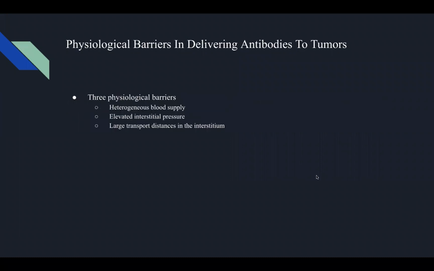Now, there are three main physiological barriers when delivering antibodies to tumors and other macromolecules. The three mains are heterogeneous blood supply, which limits delivery of blood-borne molecules to well-perfused areas. The next is elevated interstitial pressure, which reduces extravasation of fluids and macromolecules and also affects radially outward convection, which opposes inward diffusion, which will decrease the amount of antibodies and macromolecules that you will be able to even deliver to the tumor.